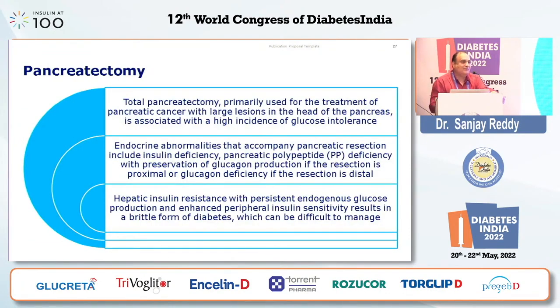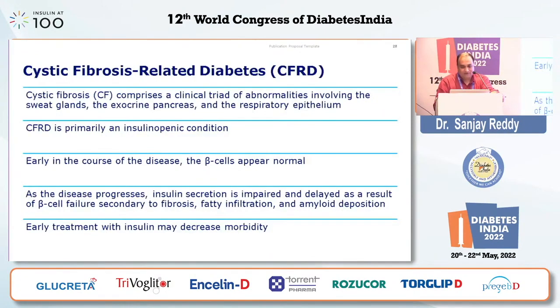And previously, one of the things: X-ray of the abdomen. Please take this, and we've seen a lot of data. Taking an X-ray of the abdomen, especially in patients where you suspect chronic pancreatitis, is the simplest thing you can do. I know that's not the right imaging modality now, but that's the one you need to do. Post-pancreatectomy, depending on, and cystic fibrosis, not very common, but if a patient with cystic fibrosis is there, early in the course of the disease, the beta cells may appear normal.